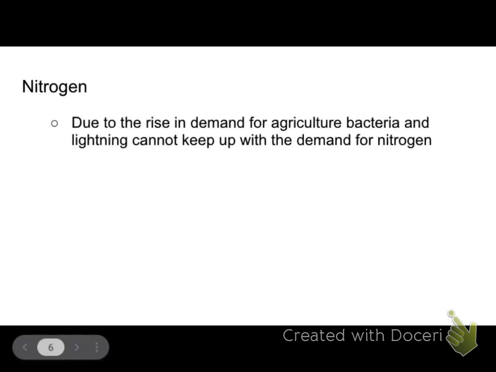Due to a rise in demand for agriculture, bacteria and lightning actually can't keep up with the demand for nitrogen. So as populations on Earth increased, and there started to be a demand for more food products that can only be produced through large agricultural systems, we found out that we can't produce enough nitrogen naturally just by planting the right crops and those things.